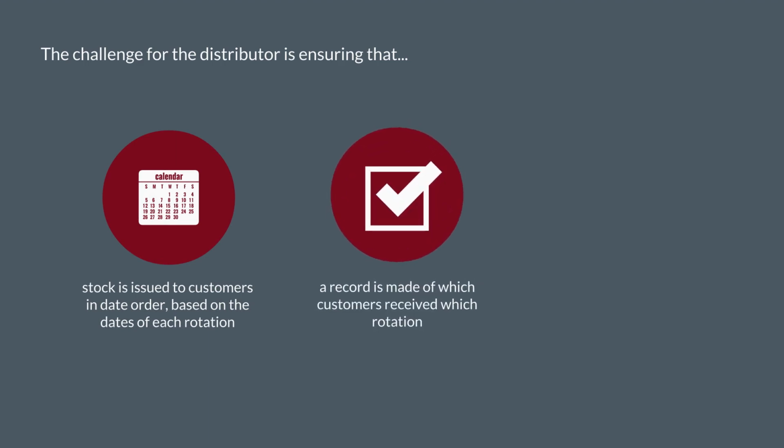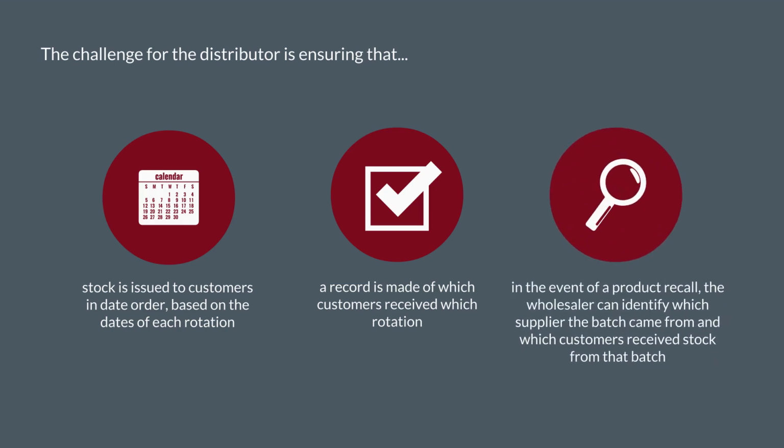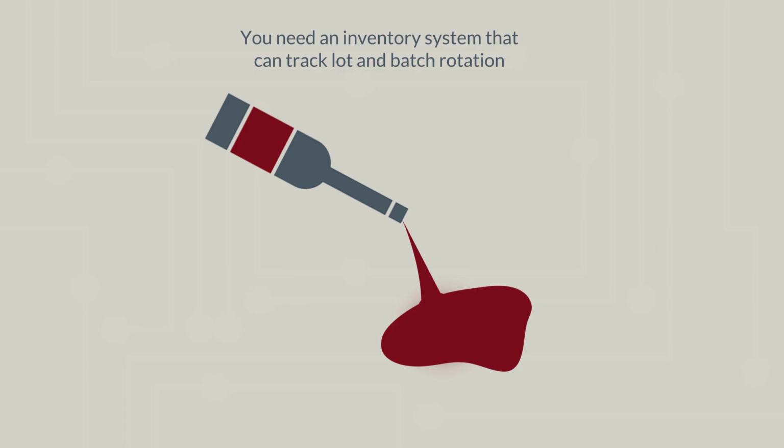A record is made of which customer received which rotation. And in the event of a product recall, the wholesaler can identify which supplier the batch came from and which customers received the stock from that batch. Wine is perishable, and you need an inventory system that can track detailed lot information and wine rotations to avoid literally pouring wine and profits down the drain.